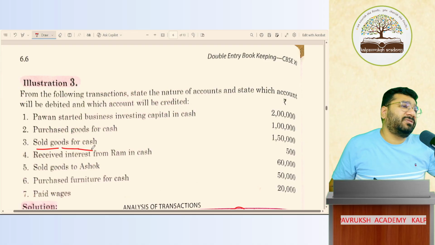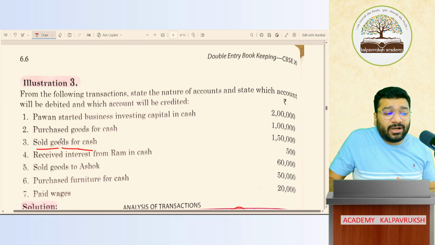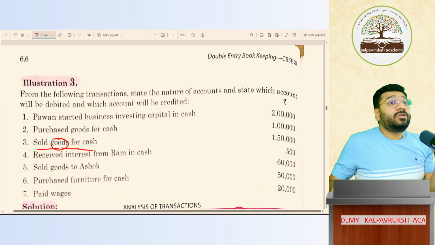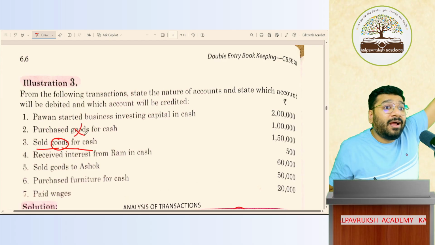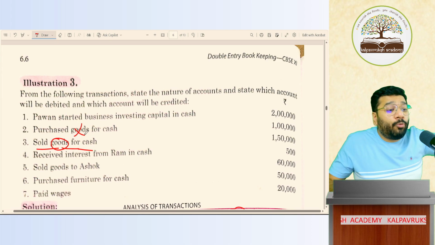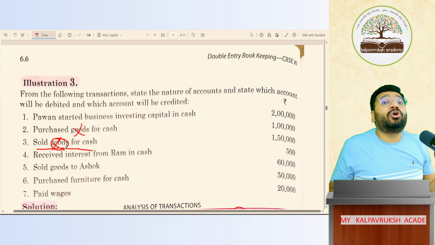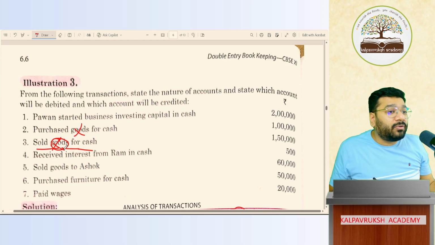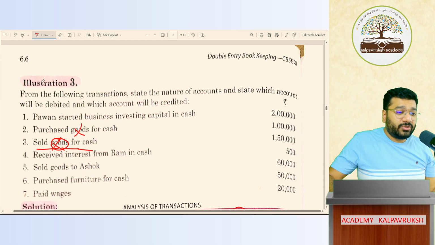Sold goods for cash. Very difficult. I don't know what account to open. I'll open the goods account. So goods is coming now, to record it. Goods will be recorded, but not during the transaction, at the end of the year. So whenever goods are purchased and sold, you will never open the goods account. When will you open the goods account? At the end of the year to record the closing stock. The ledger name is going to be closing stock account, opening stock account. Got it, not got it? So goods will never be opened.